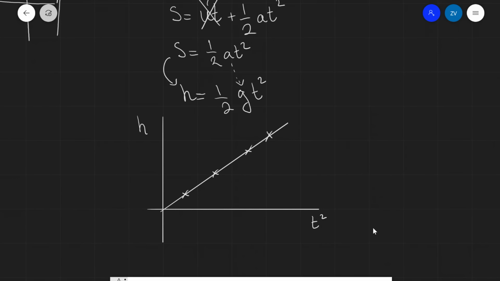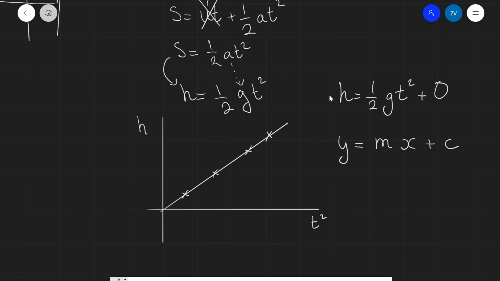Now let's compare this with the equation of a straight line. So h is equal to a half g t squared. I'm going to add a plus 0. We're going to see why in a second. Right underneath this, I'm going to write y is equal to mx plus c. This is the equation of a straight line.